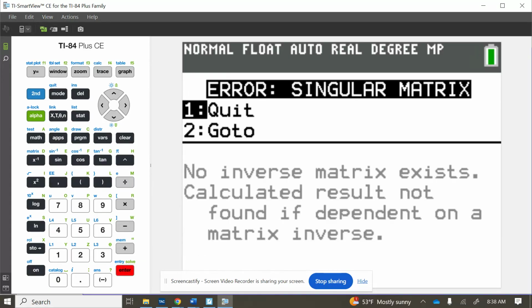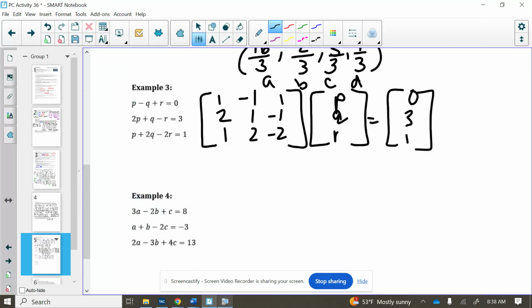notice I'm getting an error message as my output. It's a singular matrix error. Now, why is that happening as we try solving for A inverse times B? We're getting an error.